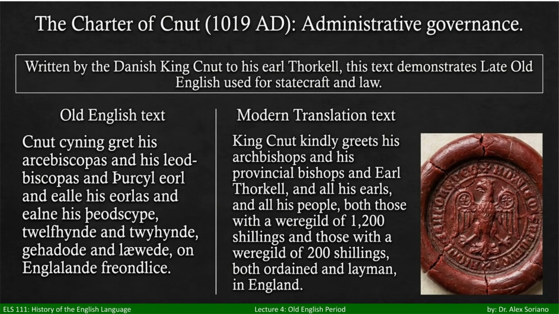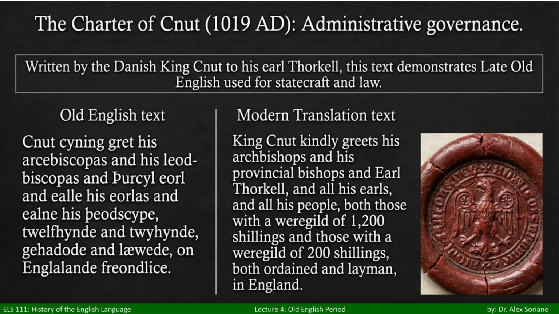Read the opening. Cnut cyning gret his arcebiscopas and his leodbiscopas, and Þurcyl eorl, and ealle his eorlas, and ealne his þeodscype, twelfhyndde and twyhyndde, gehadode and læwede, on Englalande. In modern translation, King Knut kindly greets his archbishops and his provincial bishops and Earl Thorkel, and all his earls and all his people, both those with a weregild of 1,200 shillings, and those with a weregild of 200 shillings, both ordained and laymen, in England.